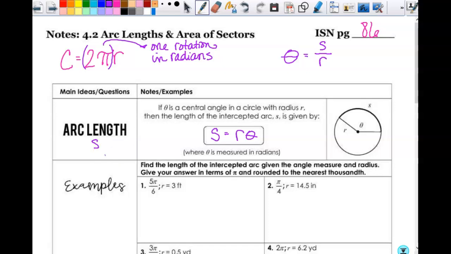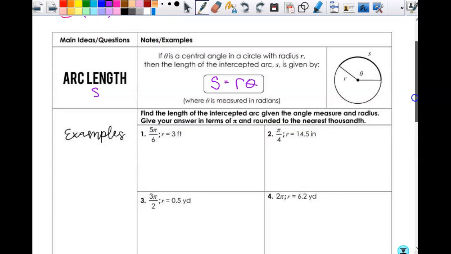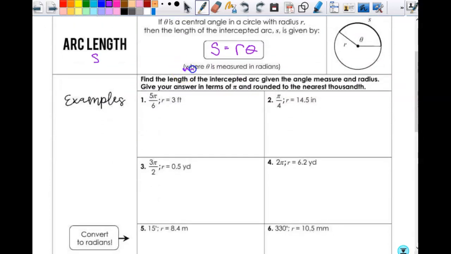Okay, so s is r theta. And this part right here is important, where theta is measured in radians. So we have to have that in radians. We can't be using degrees, so you might have to convert within it. Okay? So let's look at these examples.